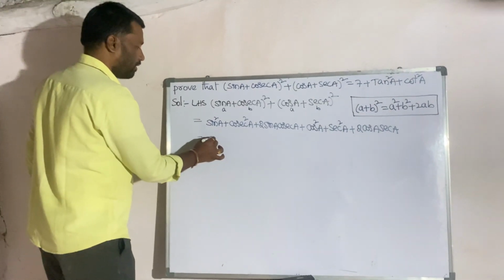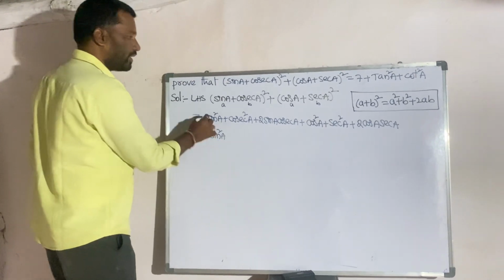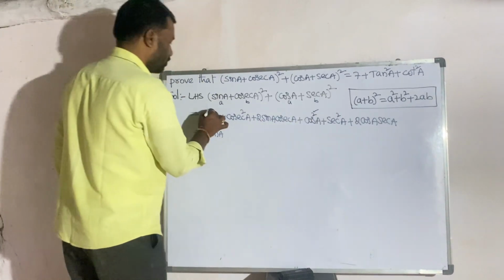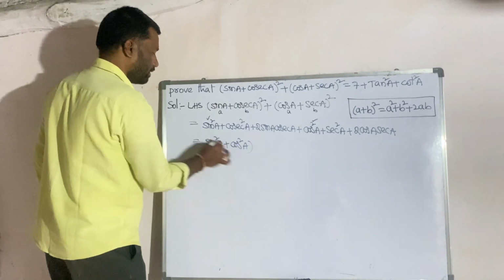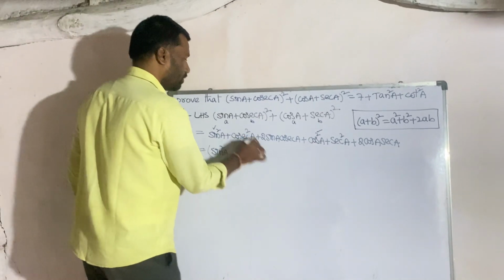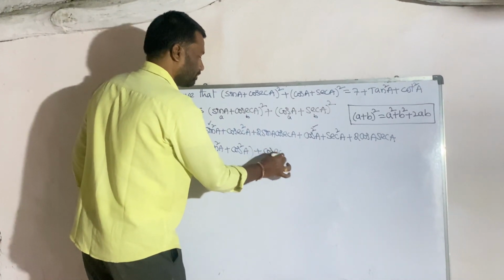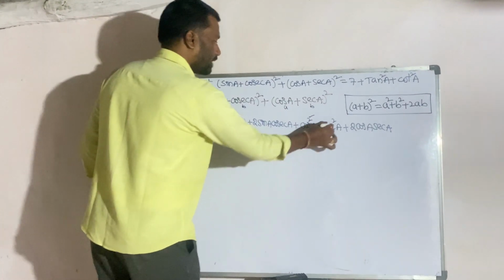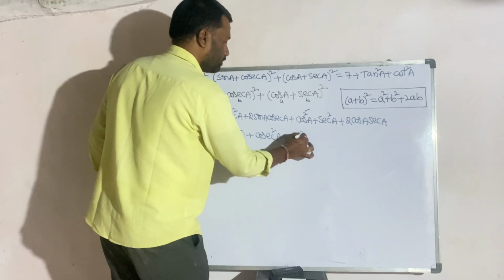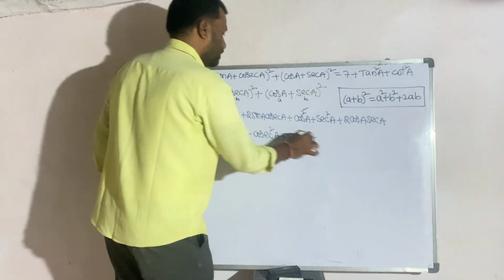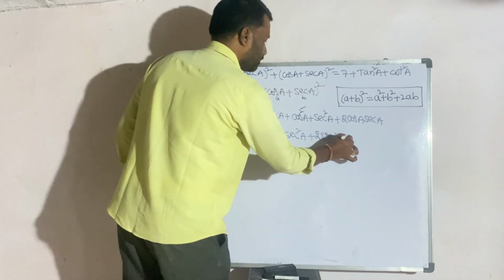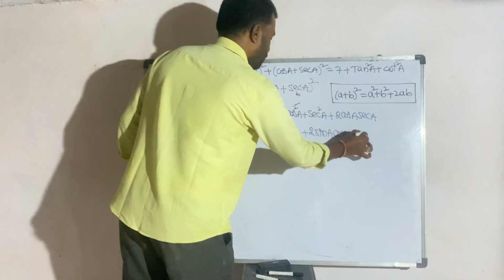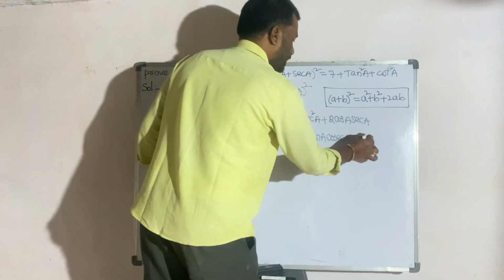Sin² A, I am writing sin² A and cos² A as one group: sin² A + cos² A. And this remaining cosec² A. Then next, sec² A. Then next, 2 sin A cosec A, plus 2 cos A sec A.